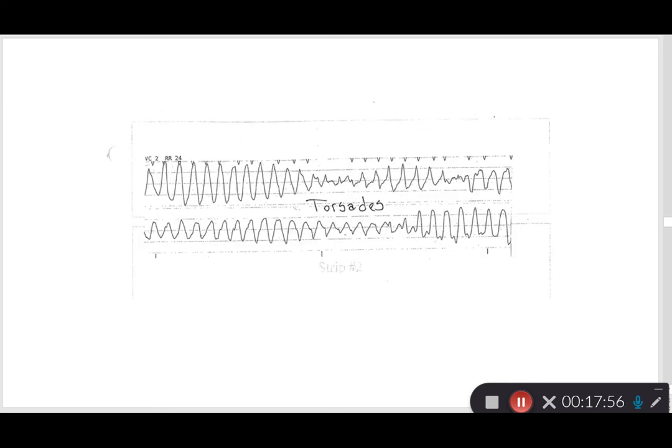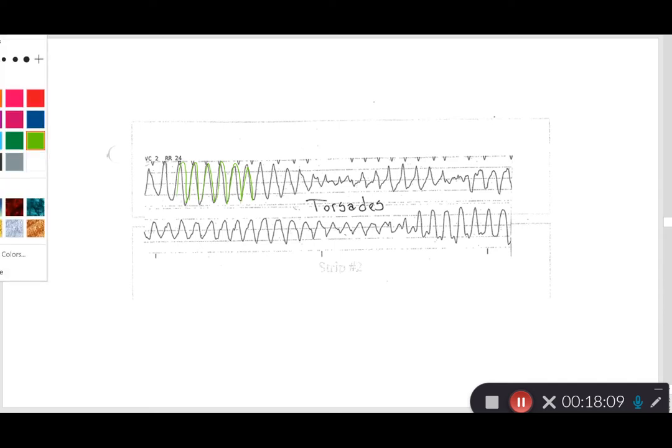When I go back to torsades, you can see that there are definable complexes here. So there are definable ventricular complexes. This is compatible with life, but not for very long. It does degrade back into VFib very quickly. You can count a rate on this, but I don't require it because usually this is pulseless.